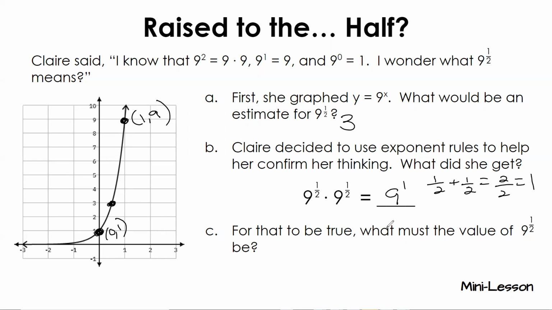So for this to be true, what must the value of 9 to the 1/2 be? What number can I multiply by itself to get 9? 3, right? So that means that 9 to the 1/2 power equals 3.